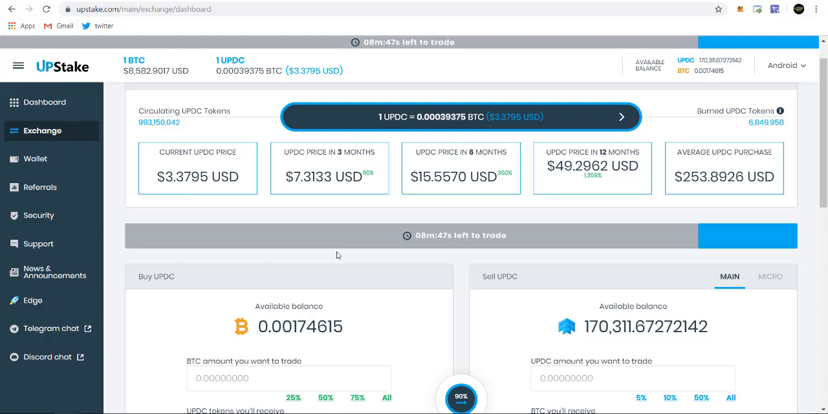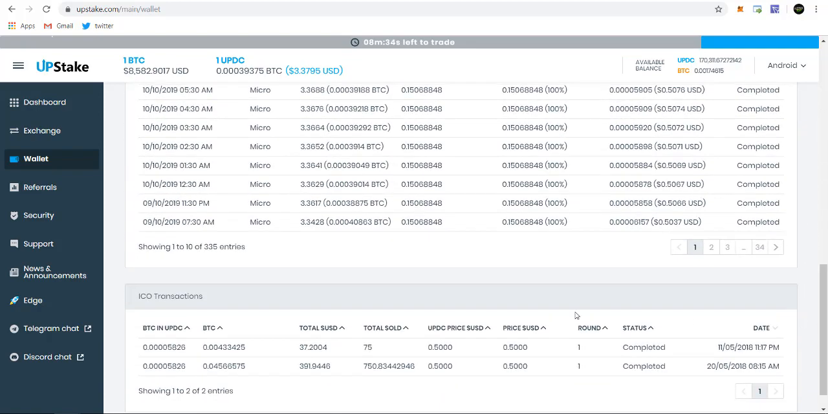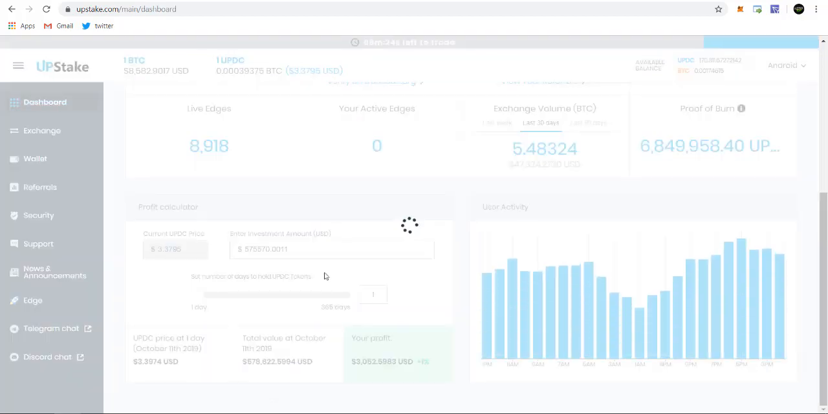UpStake has been in the crypto industry for a very long time, and I have been working with them. Let me show you that I bought during their ICO stage as well. As you can see, this is my ICO transaction. I bought it at the price of $0.50 per token.